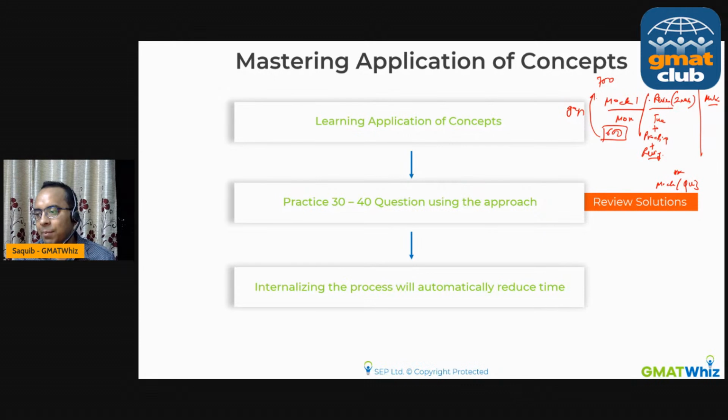work on that. But if you take mock one, you figure out, hey, I'm not doing well in time, so let me take a second mock. I'll be careful about it. You didn't do anything different, so you won't see any improvement.